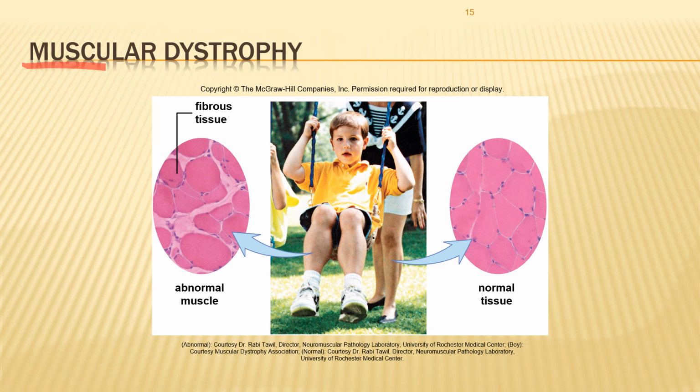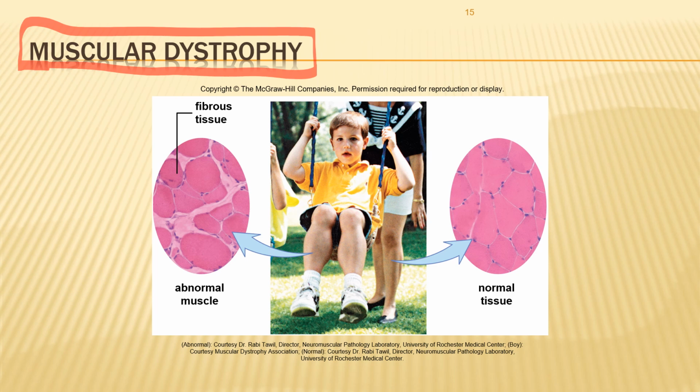The third sex-linked disorder that I'll mention is muscular dystrophy. Again, that's more common in males than females. And this is due to a defect in a protein in muscle tissue. And so you get abnormal looking muscle tissue. This is normal muscle cells. And you can see all this fibrous buildup within the muscle.